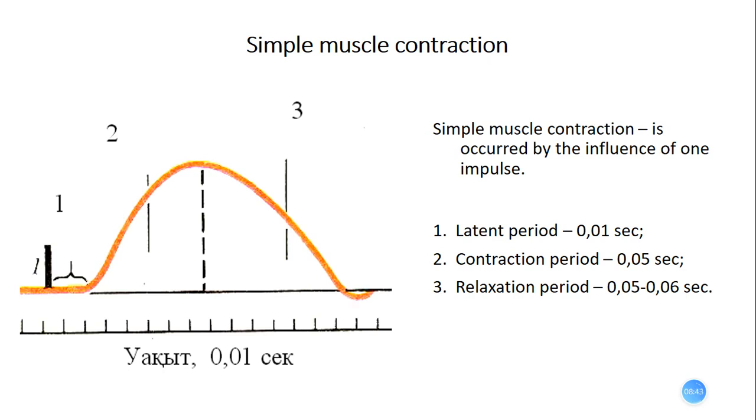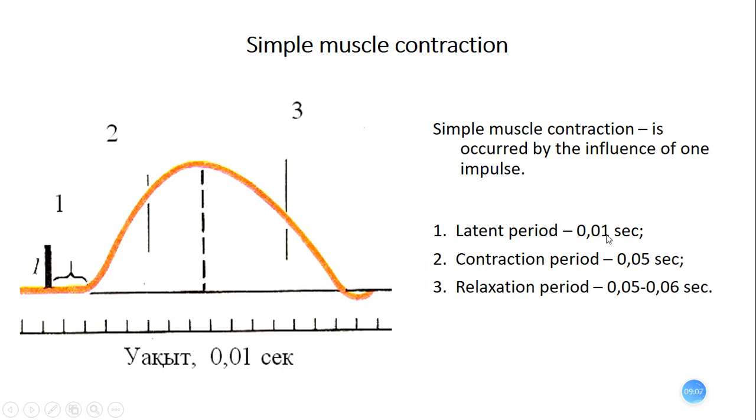Actually, this one point is here. And during this period, the muscle is relaxing. And we have the duration of different periods in a typical simple muscle curve.